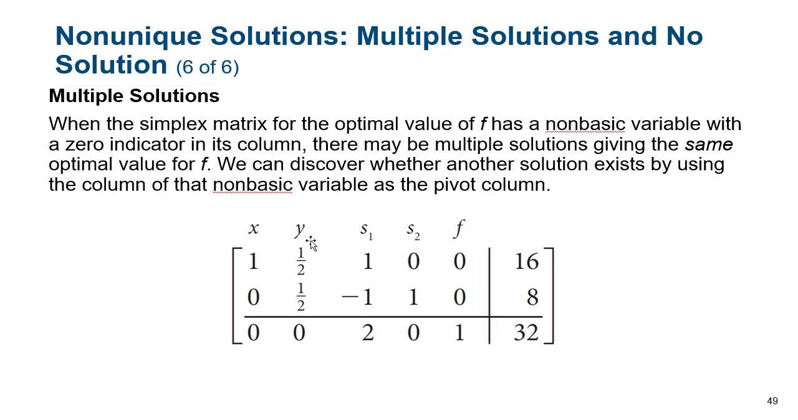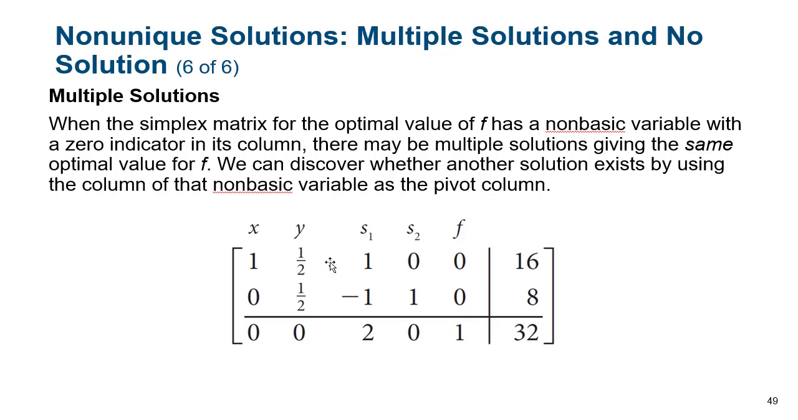So we can see that when we have an optimal value of f, which we have right here, and it has a non-basic variable, this one right here, non-basic because it doesn't have a 1 and a 0, and it has a 0 indicator in its column, then that tells us there may be multiple solutions, giving the same optimal value of, in this case, 32. And we can discover whether another solution exists by using the column that has the non-basic variable and the 0 indicator as our pivot column.